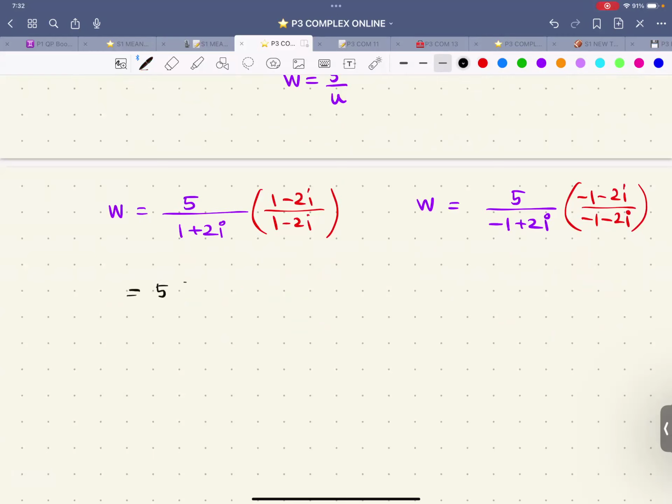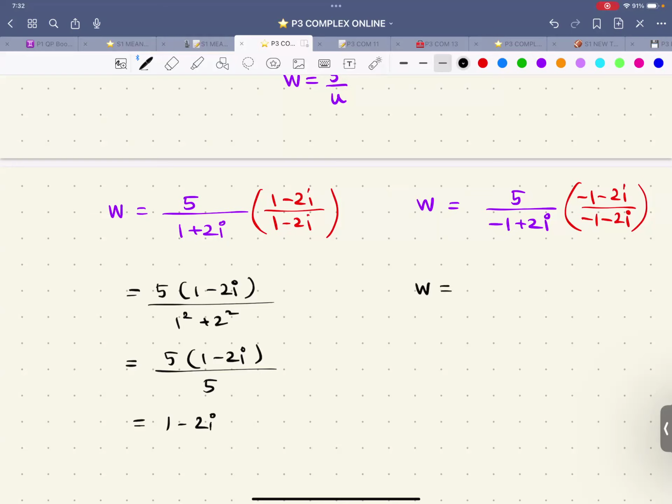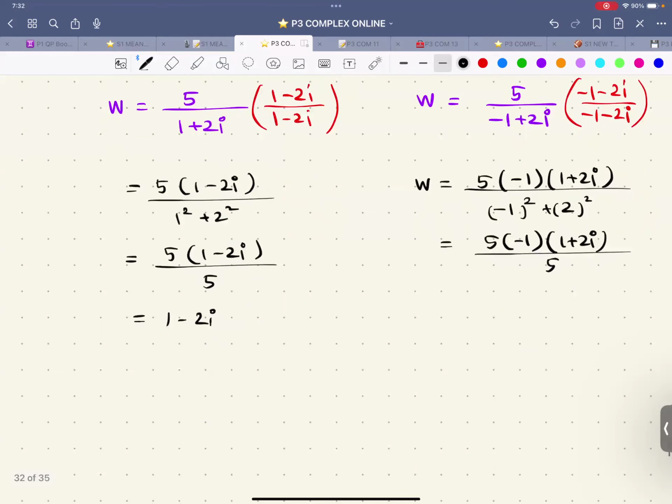This is 5 bracket 1 minus 2i, and in the denominator 1 squared plus 2 squared. So this is 5 times 1 minus 2i over 5. And over here, W equals 5 times negative 1, minus 2i, divided by negative 1 squared plus 2 squared. So this is 5 times negative 1 minus 2i divided by 5. This is negative 1, negative 2i.